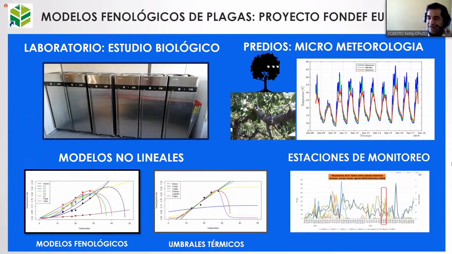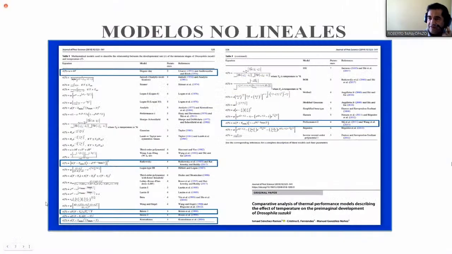This is to find any correction indices. Then there's work on nonlinear models to have phenological models and thermal thresholds, and then we establish monitoring stations where you follow the development of the pests to later analyze and calibrate the models.